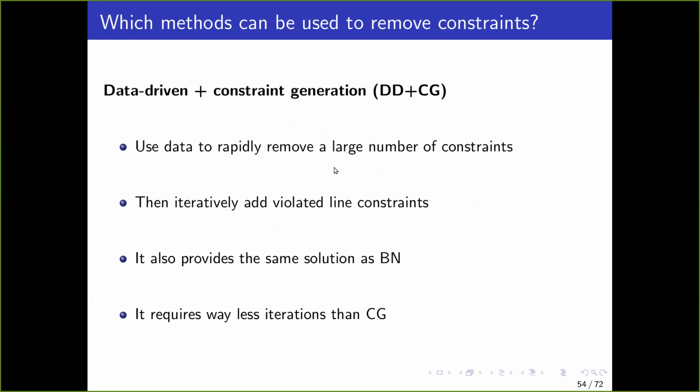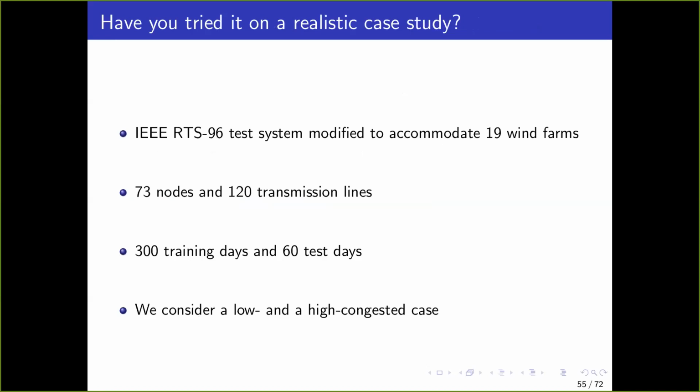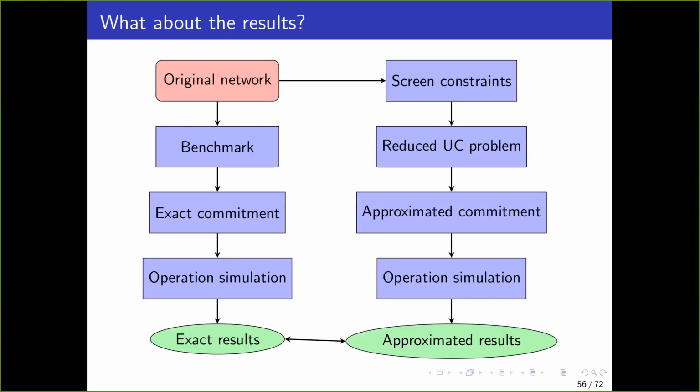So first, we just run the data-driven, as I explained before. And then if we see that some power flow is above the limit, then we include that constraint iteratively. We have tried this method in an IEEE test system with 19 wind farms. It has 120 transmission lines. We have 300 training days and then 60 test days. And we also consider a low and high congested case, and I'll explain why in a minute.